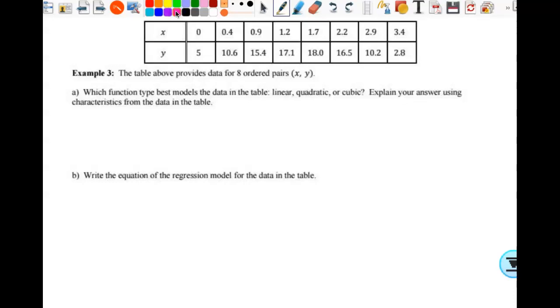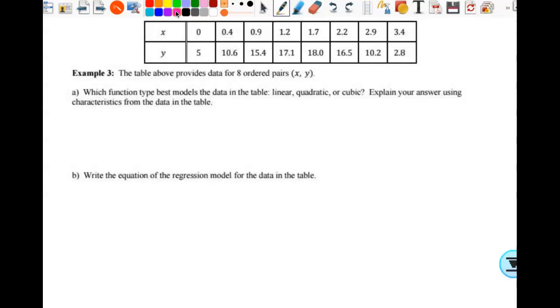Alrighty, so this says, the table above provides data for 8 ordered pairs. This doesn't have a real world situation. It's just X and Y. Here's some data. We don't know what it means. It doesn't really matter. It says which function type best models the data in the table: linear, quadratic, or cubic. Remember, those are our only options right now. We will get to some of the others.